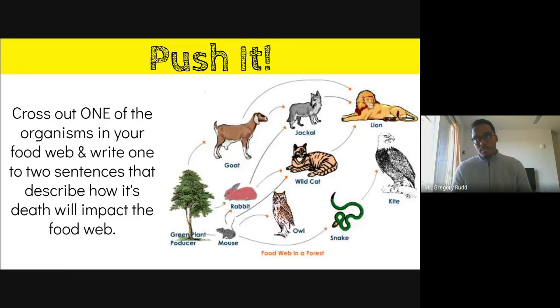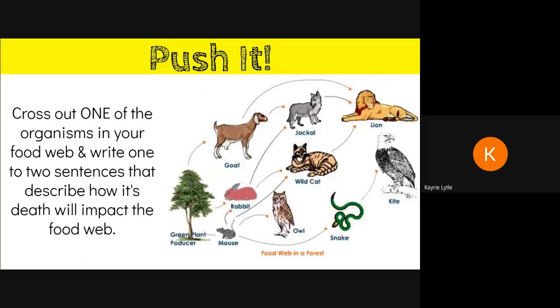The rabbit. Okay, so Joseph, you want to remove the rabbit. What happens to the rest of the ecosystem if we got rid of all of the rabbits? I feel like it'll go down because they have to either try to find something else to eat, which they haven't adapted to yet. They just have to find a new food source.